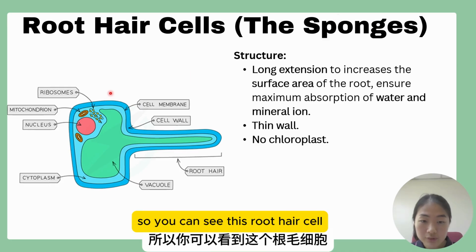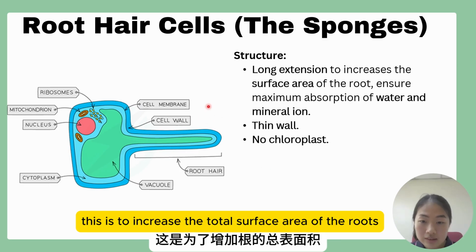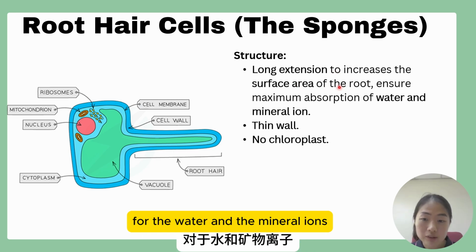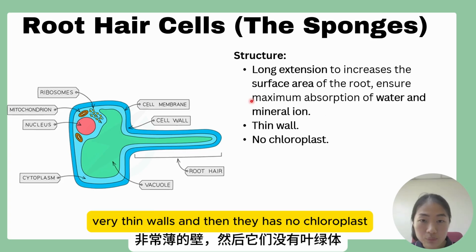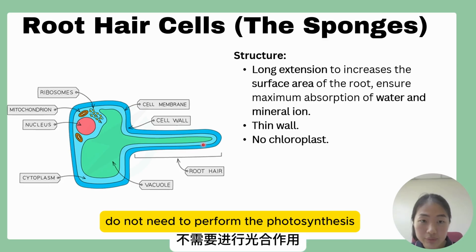You can see this root hair cell contains very long extensions. This is to increase the total surface area of the roots, so they can increase the rate of absorption of water and mineral ions. And then they have very thin walls. And they have no chloroplast, because the root hair cell does not need to perform photosynthesis.